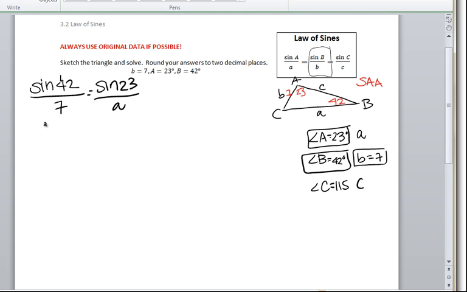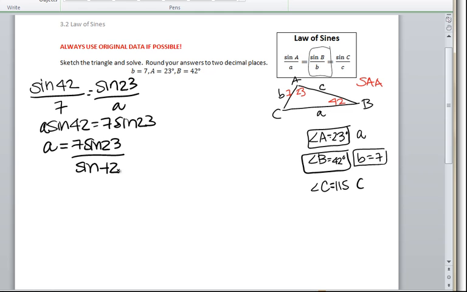And now I just cross multiply to solve. So I have A sine 42 is equal to 7 sine 23. If I divide both sides by sine 42, I have A is 7 sine 23 all over sine of 42. And when I round that to 2 decimal places, I get 4.09.